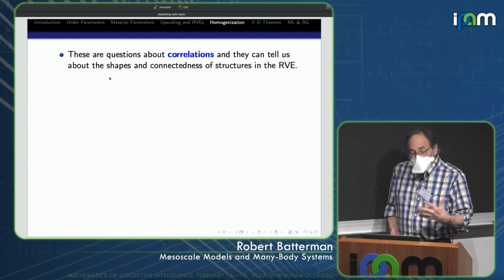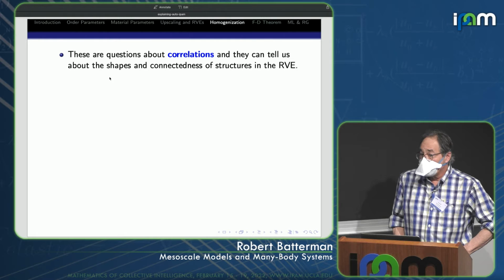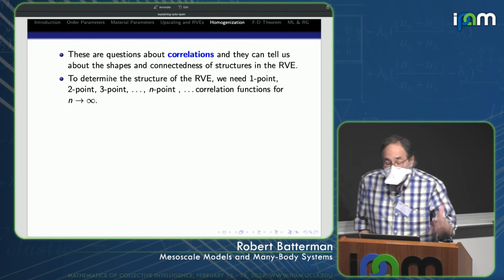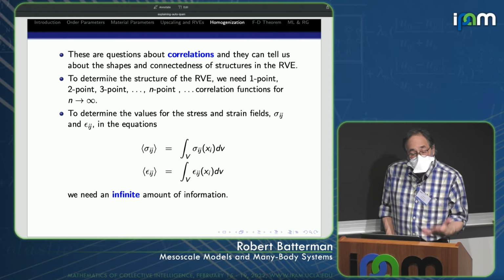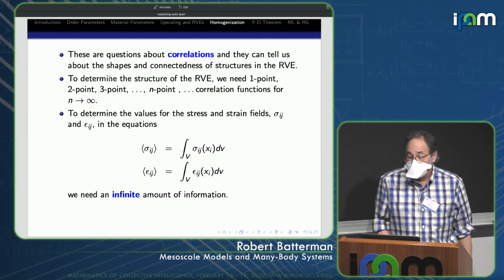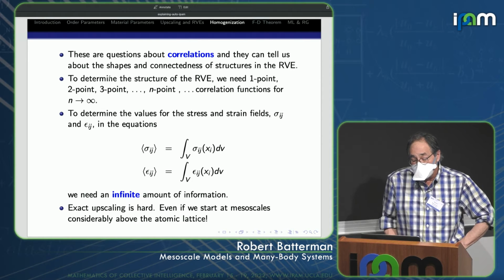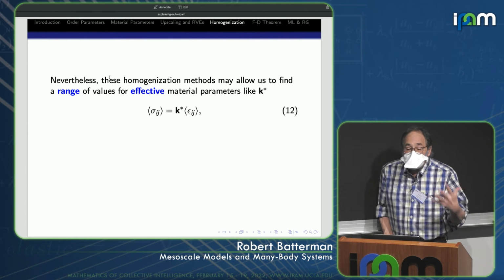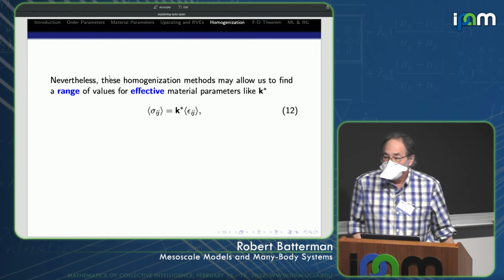So these are questions about correlations, as I said, and they can tell us about the shapes and connectedness of the structures in the representative volume elements. To determine the structure of those RVEs, we need a bunch of endpoint correlation functions with n going to infinity. So in order to determine the values for the stress and strain fields in our averages, we actually need an infinite amount of information. So exact upscaling is hard, even if we start at mesoscales considerably higher than the atomic lattice. Nevertheless, there are homogenization methods that may allow us to find a range of values for the effective material parameters like K star.